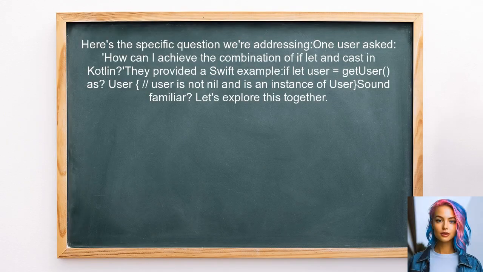Here's the specific question we're addressing. One user asked, how can I achieve the combination of if-let and cast in Kotlin? They provided a Swift example where they check if a user is not nil and is an instance of user. Sound familiar? Let's explore this together.